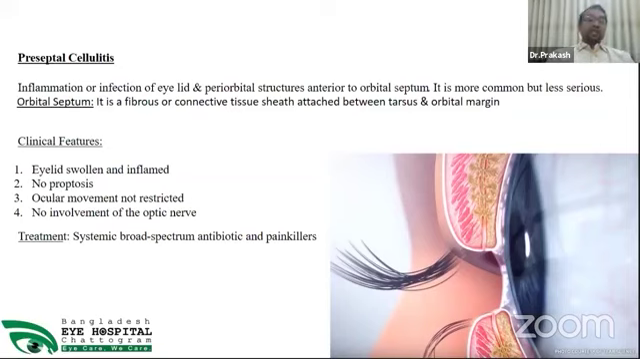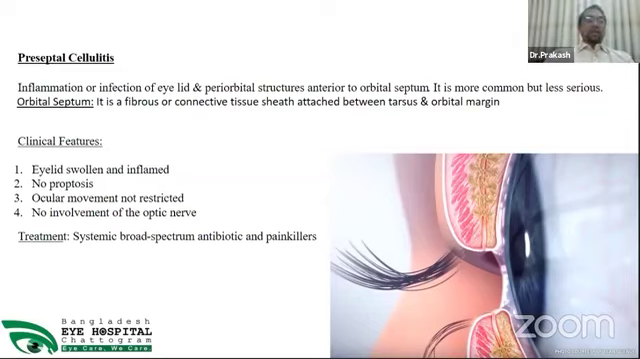So if the optic nerve is involved, the visual acuity, color vision, and contrast sensitivity will be affected. But the most important thing is that the pupil will be affected. Normally, when light falls on the eye, the pupil becomes small, and that is called the pupillary reaction. But when the optic nerve is involved, the pupil will be dilated and will not react to light. It will be fixed.